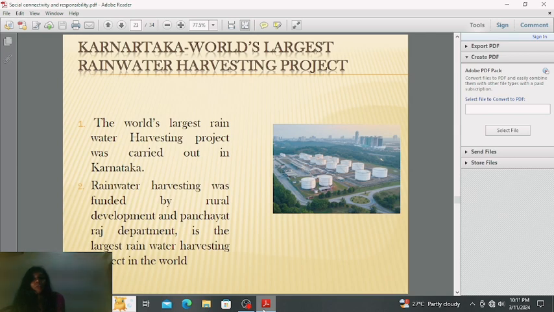Karnataka has the world's largest rainwater harvesting project, as you can see in the picture. The world's largest rainwater harvesting project was carried out in the state of Karnataka, which is one of the main states of India. The rainwater harvesting is funded by the Rural Development and Panchayat Raj Department, and it is the largest rainwater harvesting project in the world.